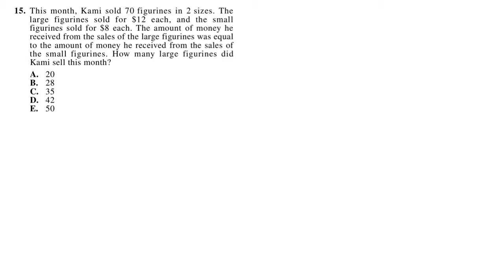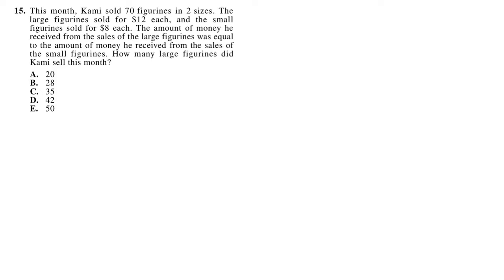Question 15. This month, Cami sold 70 figurines in 2 sizes. The large figurines sold for $12 each, and the small figurines sold for $8 each. The amount of money he received from the sales of the large figurines was equal to the amount of money he received from the sales of the small figurines. How many large figurines did Cami sell this month?